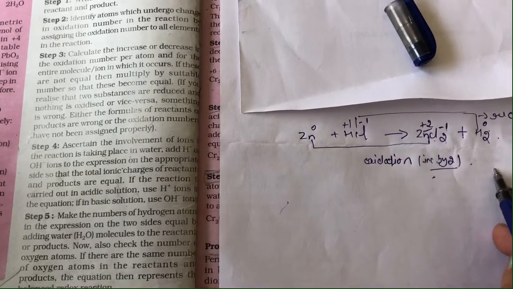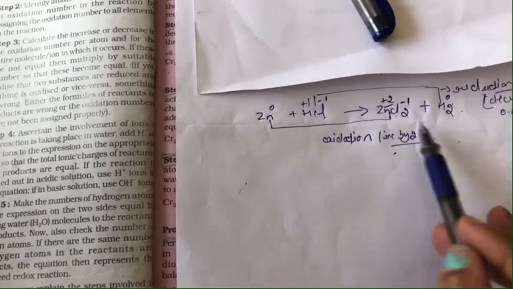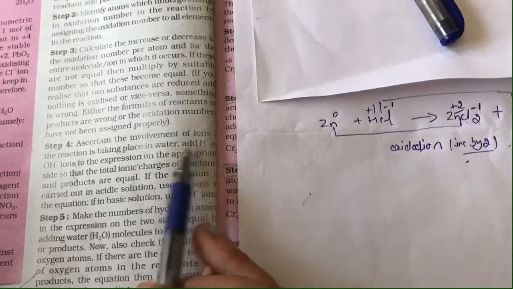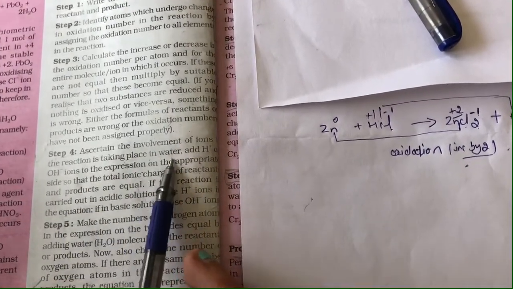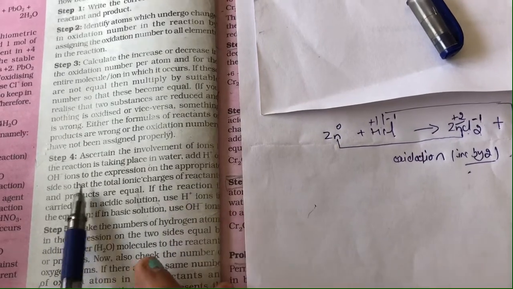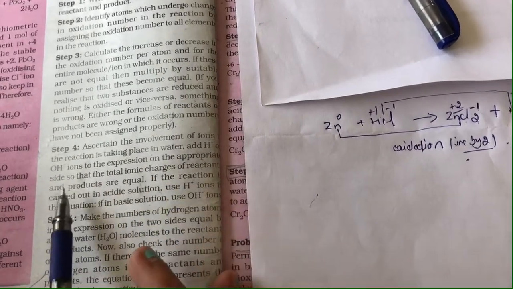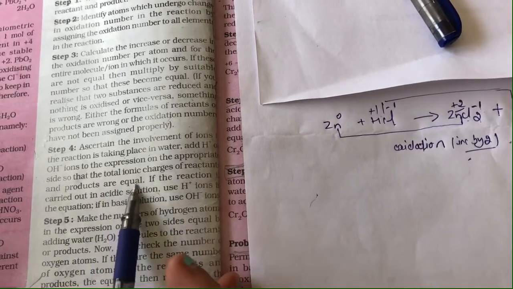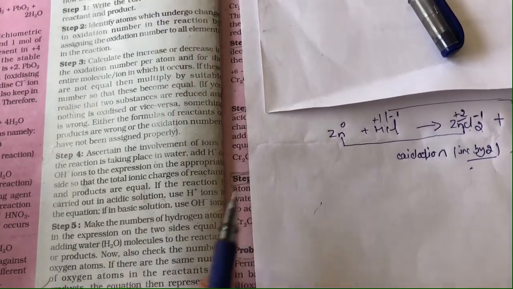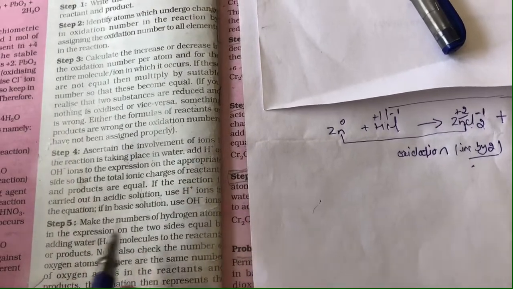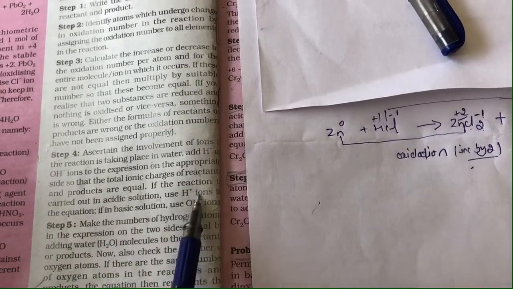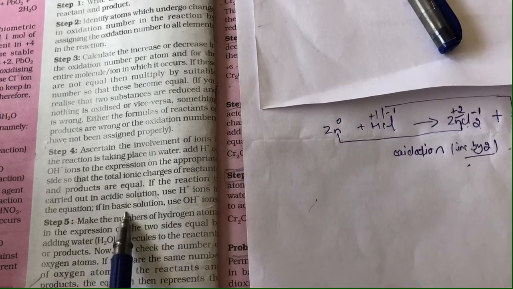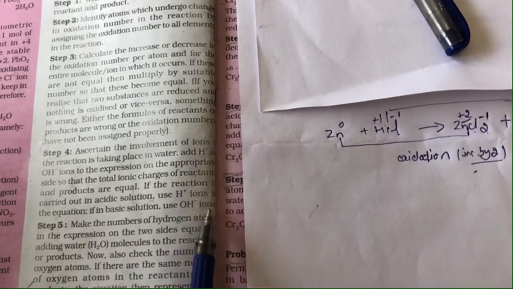And one more thing, we have to go for balancing of the atoms also, that is, ascertain the involvement of the ions, the reaction taking place in water. Add H plus or OH minus ions to the expression on the appropriate side so that the total ionic charges of the reactants and products are equal. If the reaction is carried out in acidic solution, use protonic H plus ions in the equation. If in basic solution, then use hydroxyl ions.